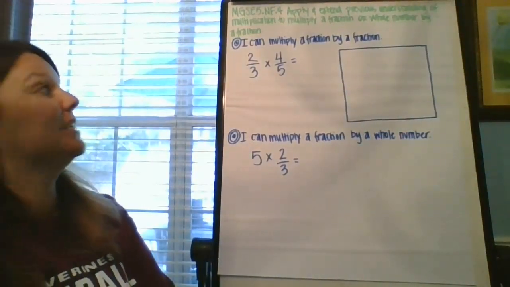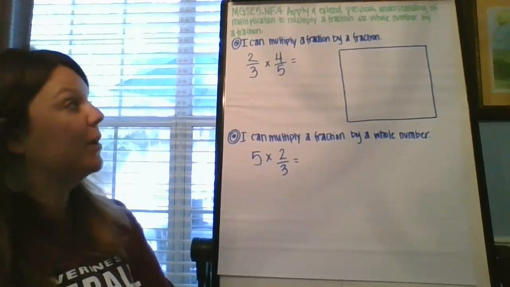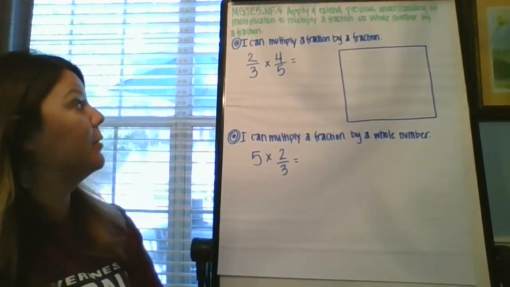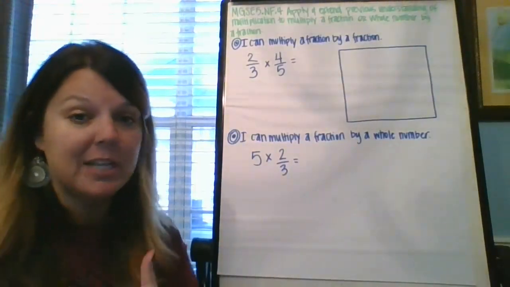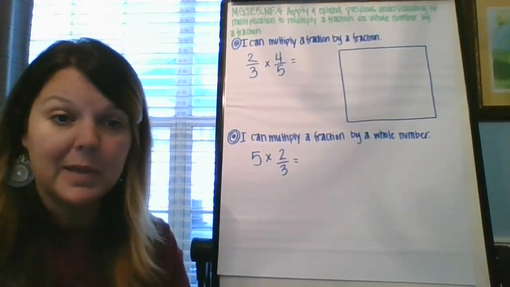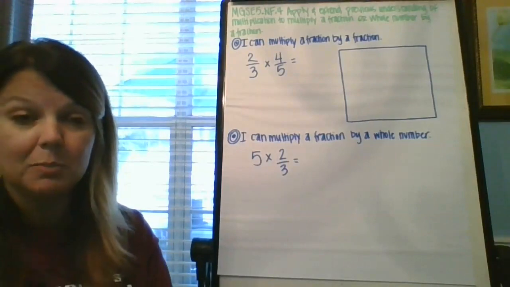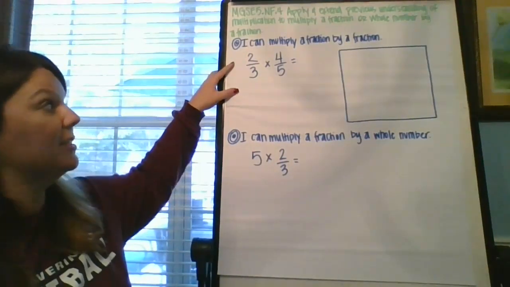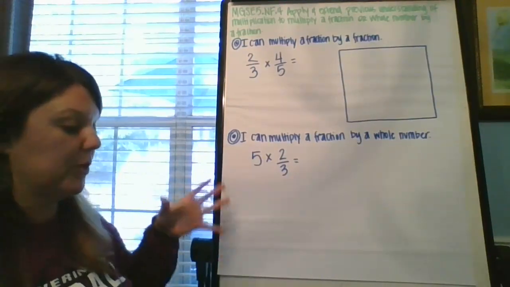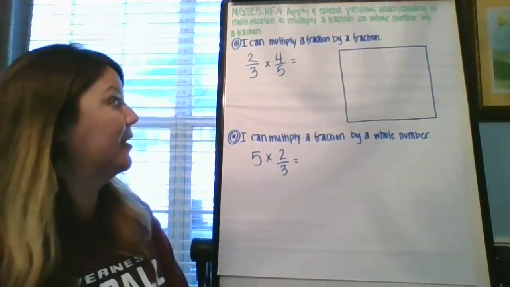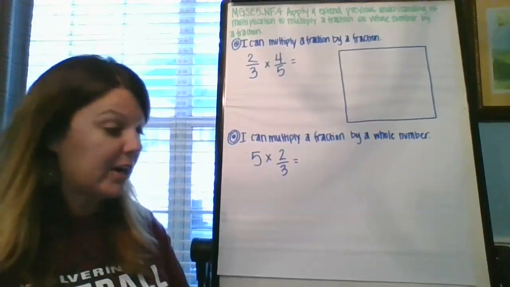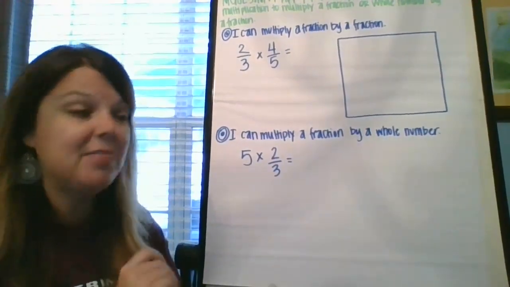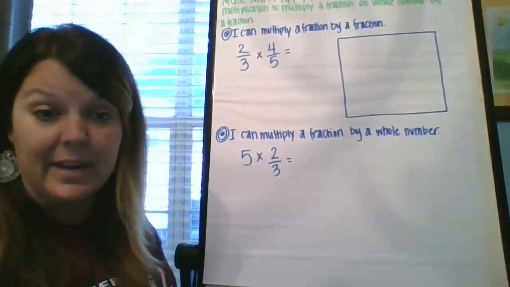It says that we can apply and extend previous understanding of multiplication to multiply a fraction or whole number by a fraction. So basically, we're just taking everything that we already know about multiplication and we're going to apply it to multiplying fractions. We need to know how to do fractions by fractions and fractions by whole numbers. So we're going to talk about those separately because they are a little bit different. The first thing that I'm going to show you is how to do it with a model, and then I'll talk about how to do it with the numbers.